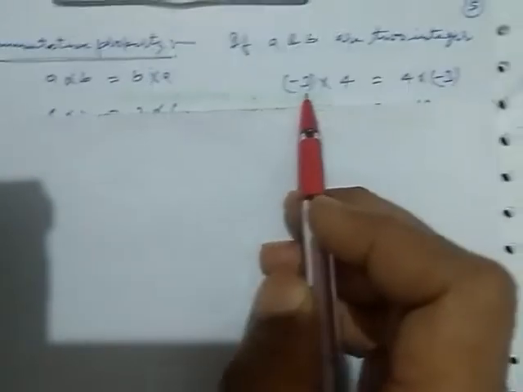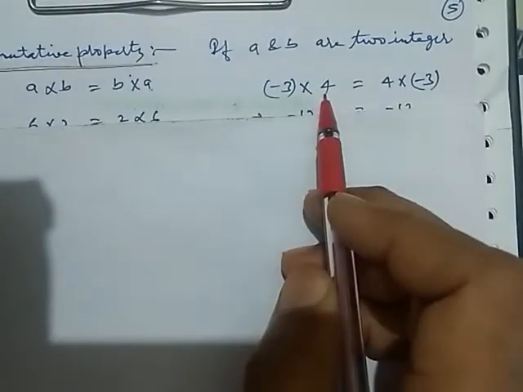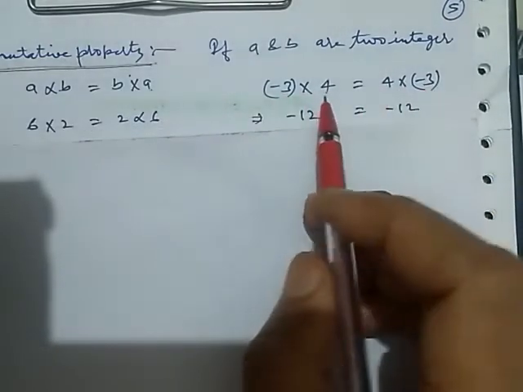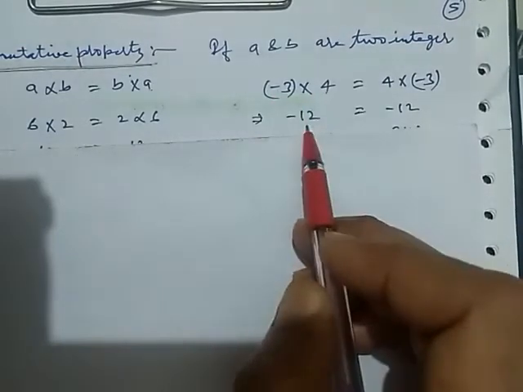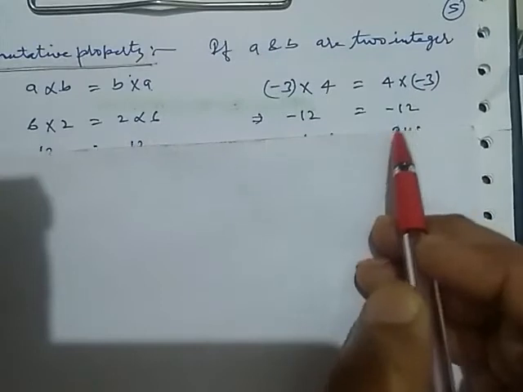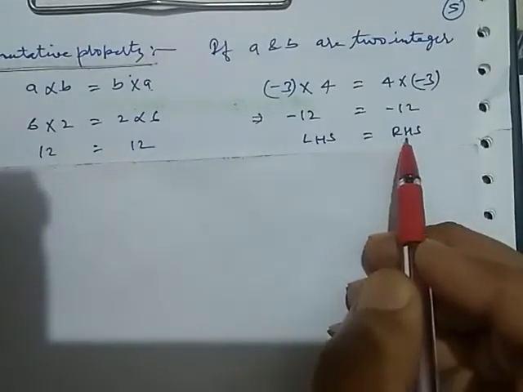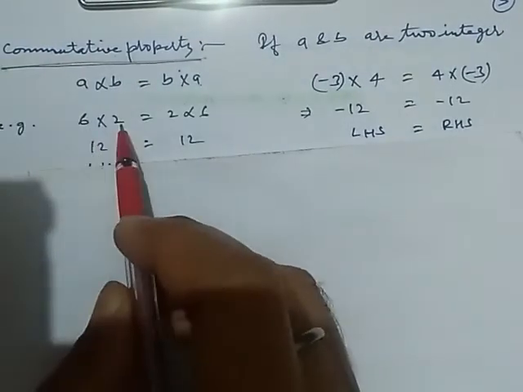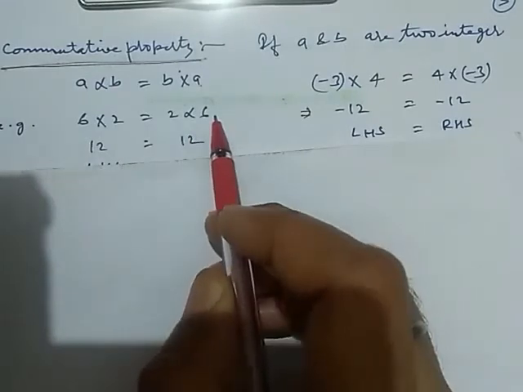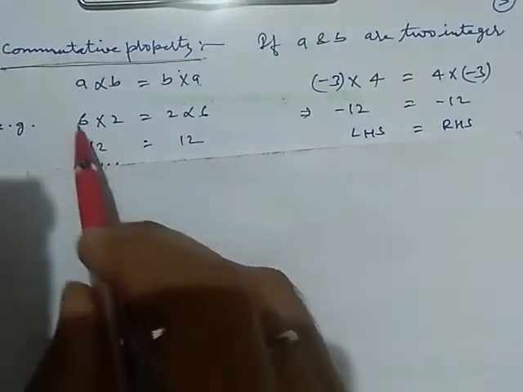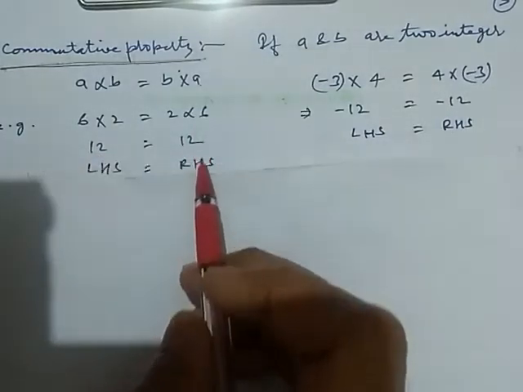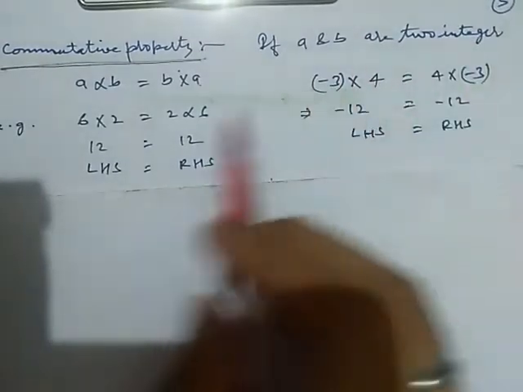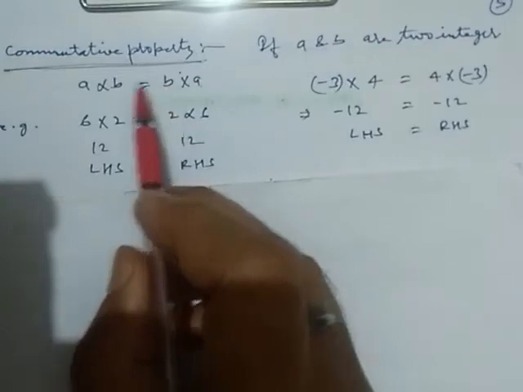We take an example, minus 3 into 4 and 4 into minus 3. Here we change the order and check what is the value. Minus 3 into 4 is minus 12. 4 into minus 3 is also minus 12. So left hand side equals right hand side. So they are commutative. Here we see 6 into 2 equals 2 into 6. We change the order but the value is still the same. 6 into 2 is 12, 2 into 6 is 12. So left hand side equals right hand side. So we can say integers are commutative for multiplication.